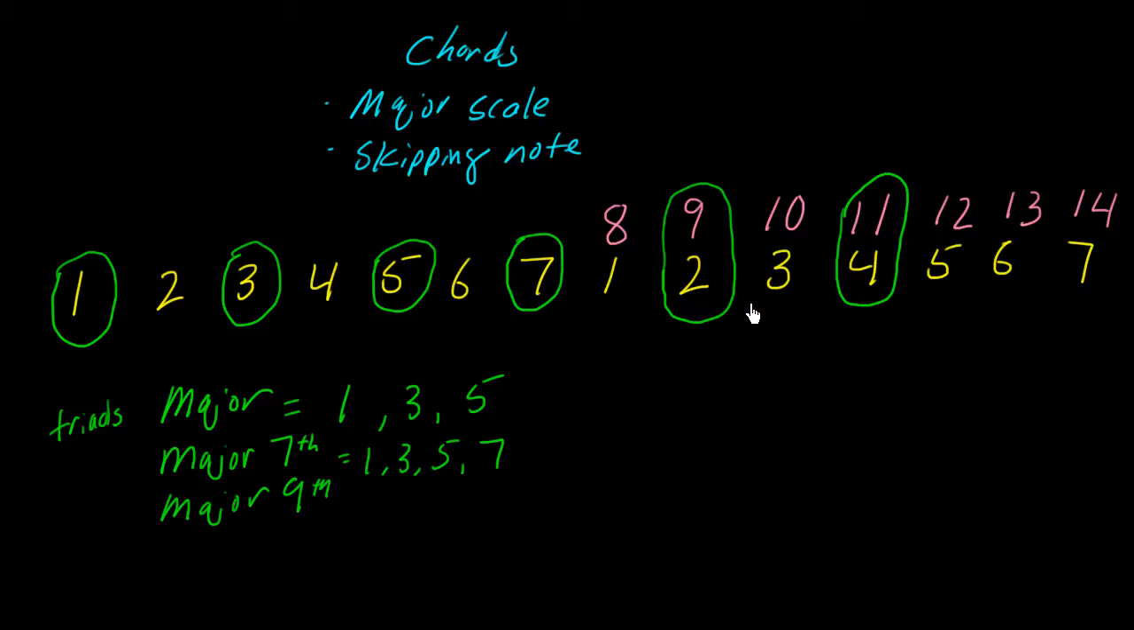Now that makes sense, because after you go to 7, if you didn't skip a note, you would end up going back to 1, but 1 is already played here. Same thing here. After the 2 or 9, if you didn't skip, you went to the 10 or 3, well, the 3 is already being played here. That is why it's formed in this way.